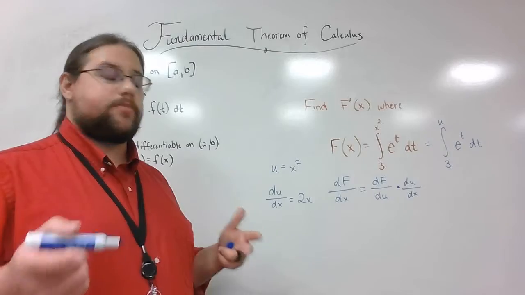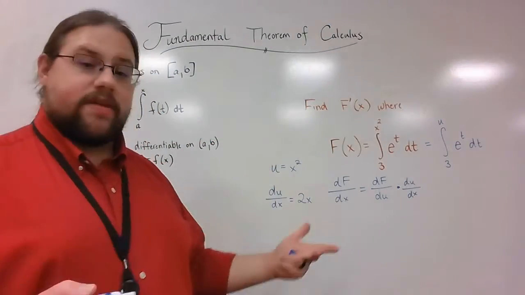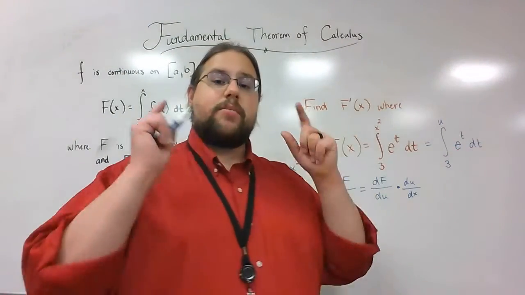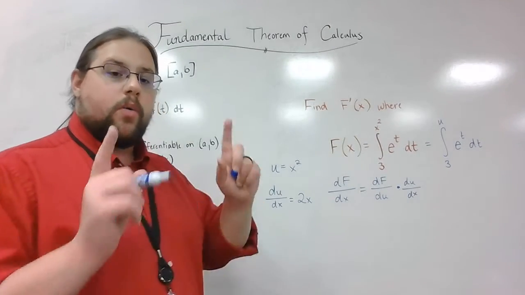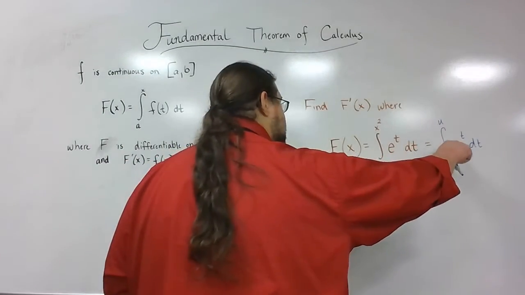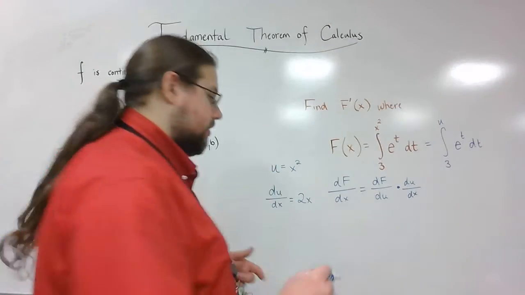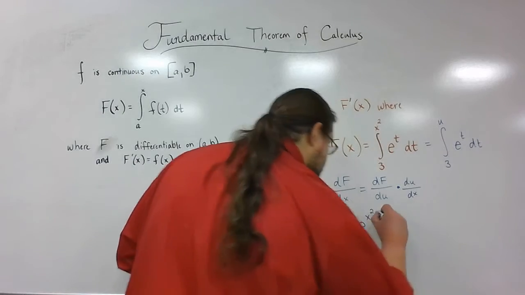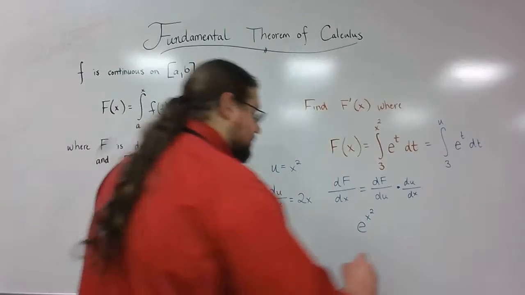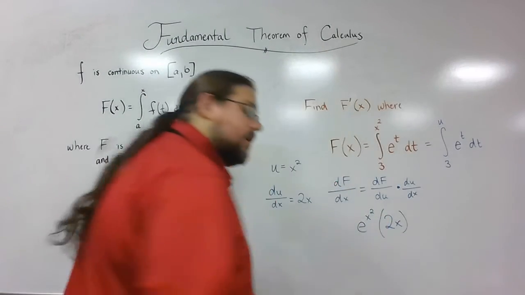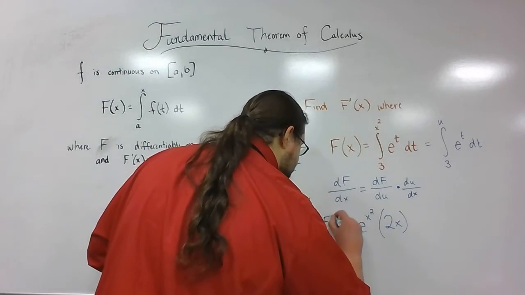So here's what I need to do in this problem. If I want to find the derivative of F of x, the first thing I'm going to do is take the derivative in terms of u, and then I'm going to multiply by the derivative of u in terms of x. So watch me do this. I'm going to take that e to the t and plug it in as e to the x squared. But then I need to remember to multiply by that derivative of u, which is 2x. Essentially what I'm applying here is the chain rule. So this is going to be my derivative of F of x.